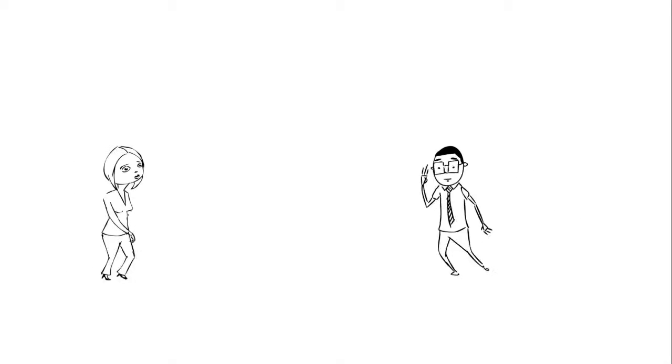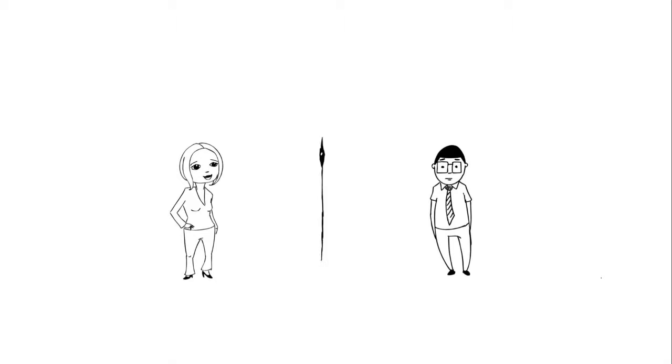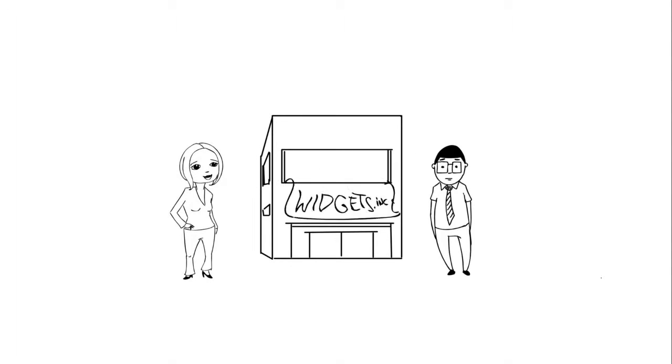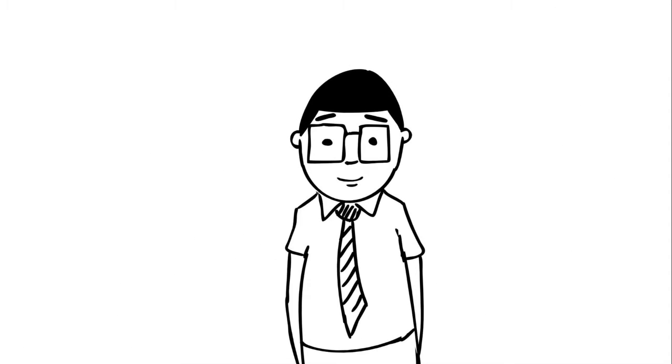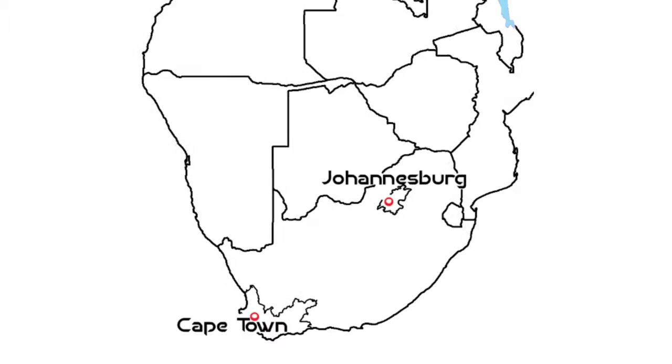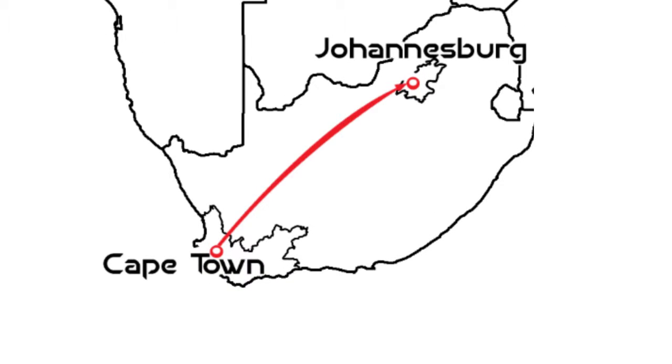Meet Bob and Susie, the owners of Widgets Inc. Their business is growing, and they need to enhance their phone system to meet their ever-changing needs. Let's start with Bob. Bob is located in Johannesburg, but much of his business is coming from Cape Town, so he decides to purchase a local Cape Town number.